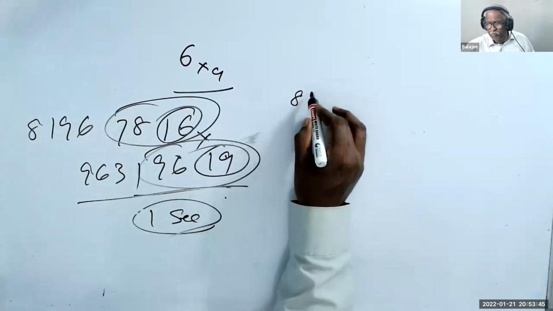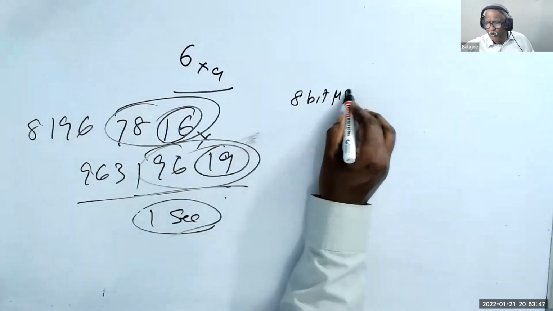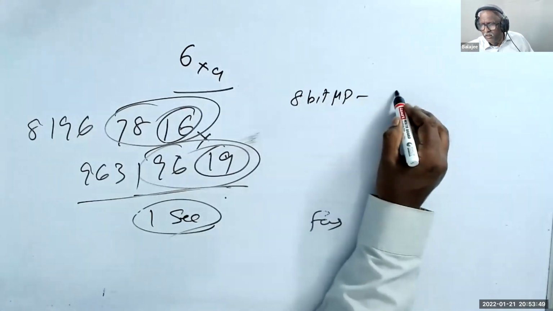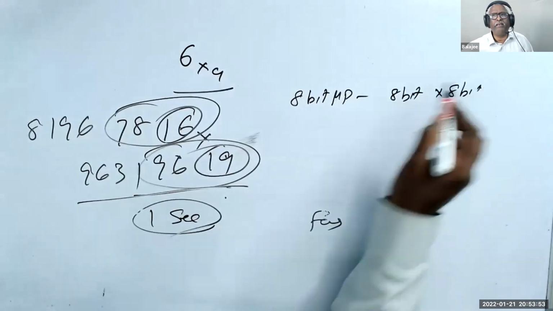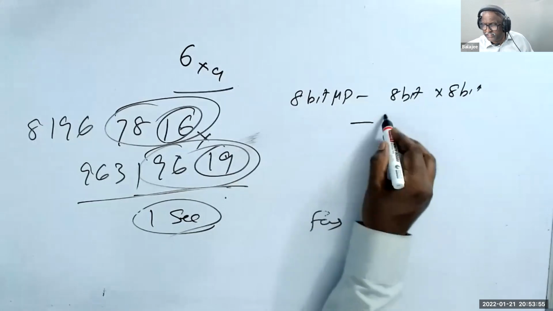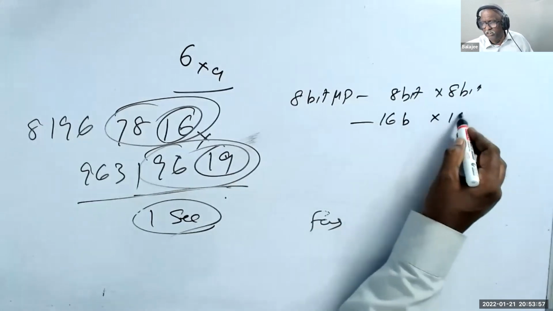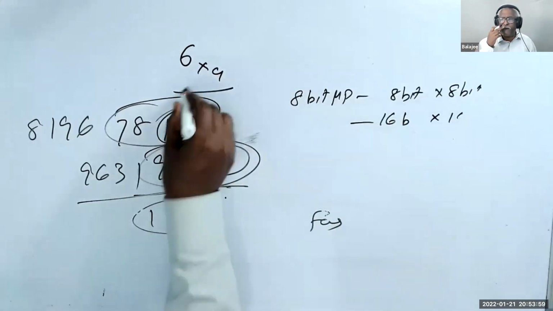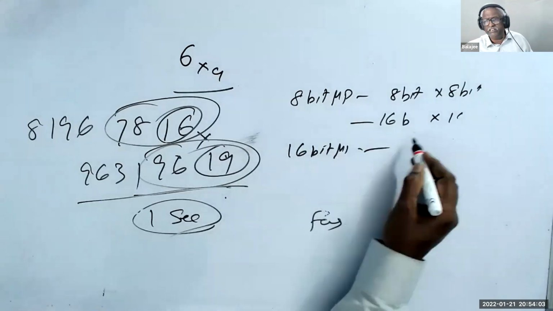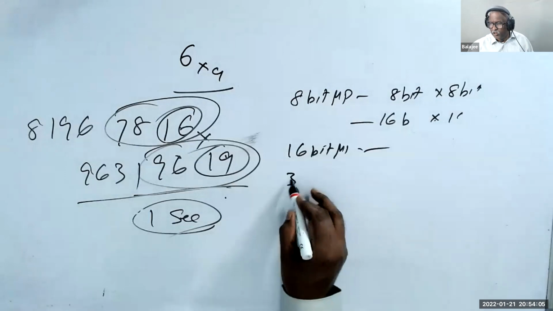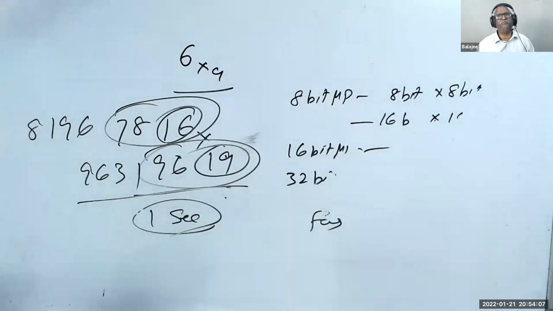The 8-bit microprocessor knows only 8-bit into 8-bit. But if you try to do 16-bit by 16-bit in an 8-bit microprocessor, it will take very long time, like you. But a 16-bit microprocessor will do the multiplication very fast. 32-bit will do much faster. That's the trick.